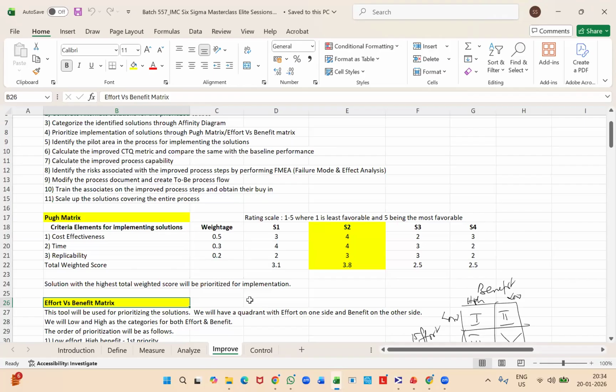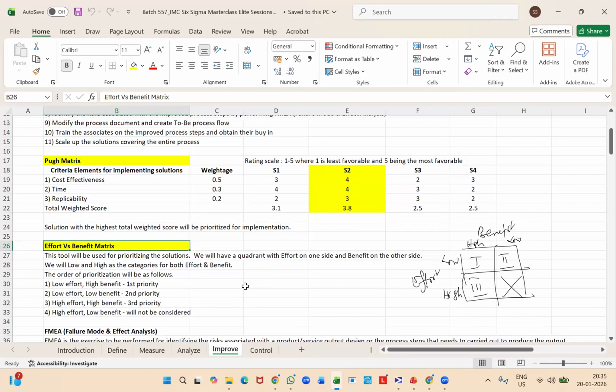Once we total all these weighted scores, we will get the total weighted score, and whichever solution has the highest total weighted score will be prioritized for implementation. Obviously, if this solution is not going to yield the required benefit, then we will look at the next best solution. The solution which has the next highest or the second highest total weighted score will be tried out. And then we also looked at how to perform this effort versus benefit matrix. Again, a very simple tool in order to prioritize the solutions.